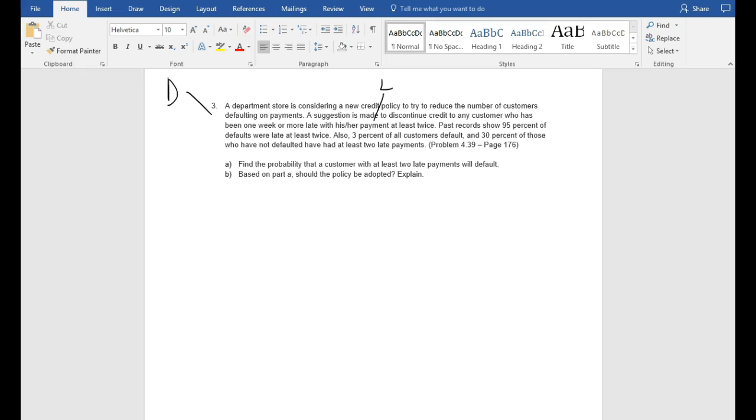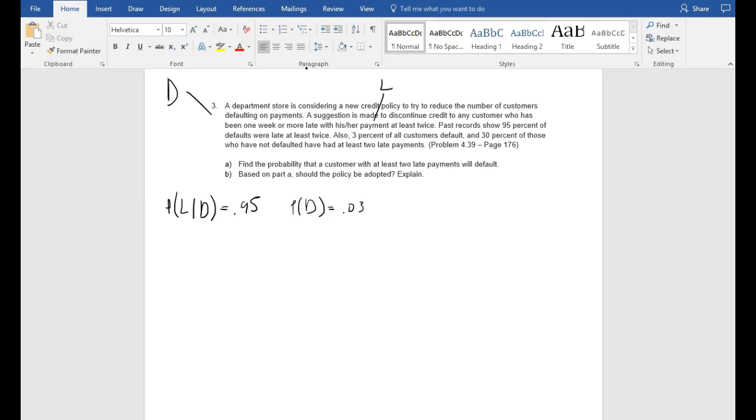So that would be saying, given that we have a default, 95% are late. So that would be the probability of late given that we have a default, and that's 0.95. Also, 3% of all customers default. So that would be the probability of default. Just in general, the marginal probability is 0.03.